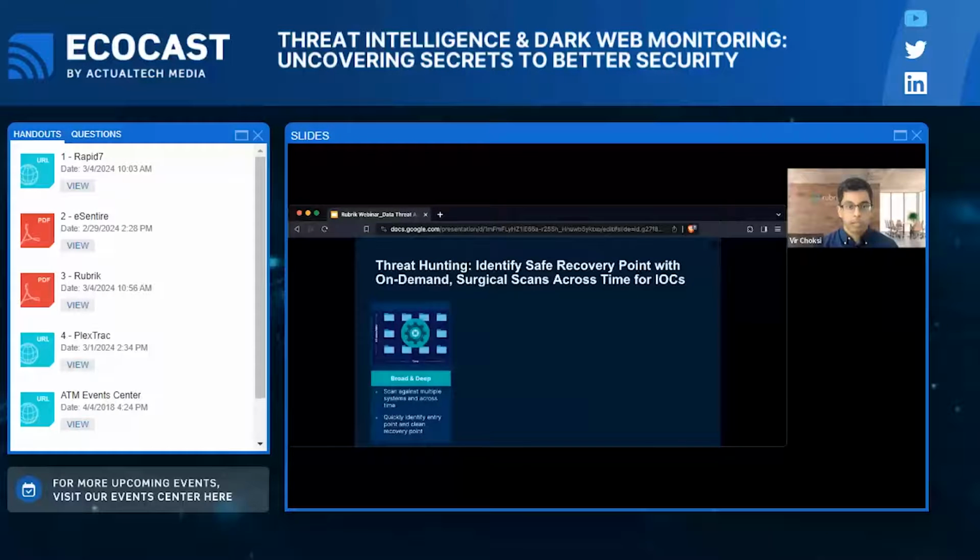And that brings us to threat hunting. Threat hunting is a really powerful tool that lets you perform custom scans of your backups on demand for specific IOCs. You can identify the point of malware entry so that you can know what point in time to recover to avoid reinfection and minimize data loss. Threat hunting is both broad and deep. It allows you to scan multiple workloads and across time.